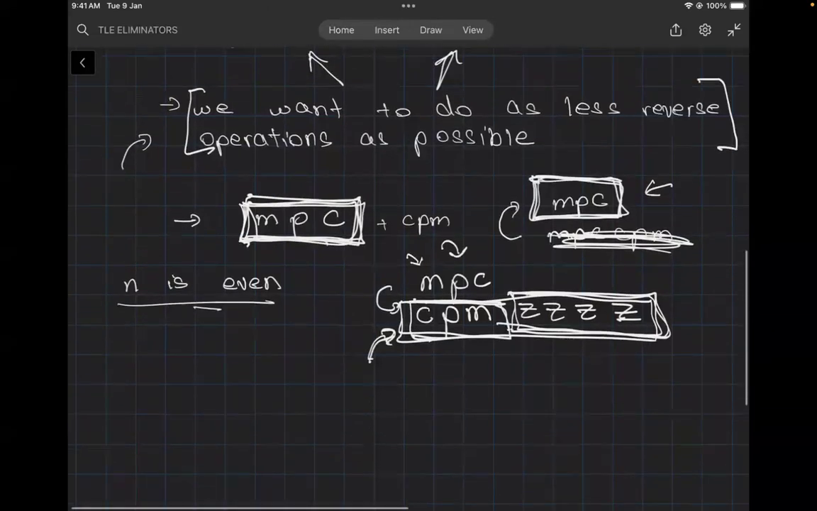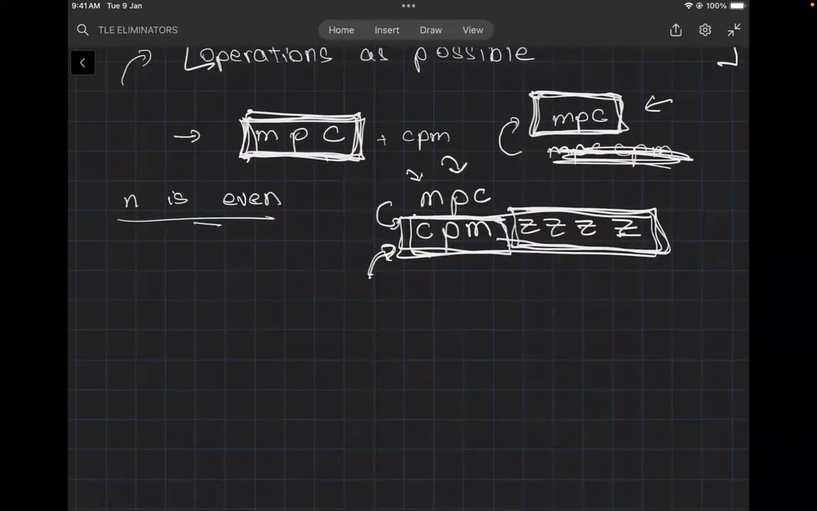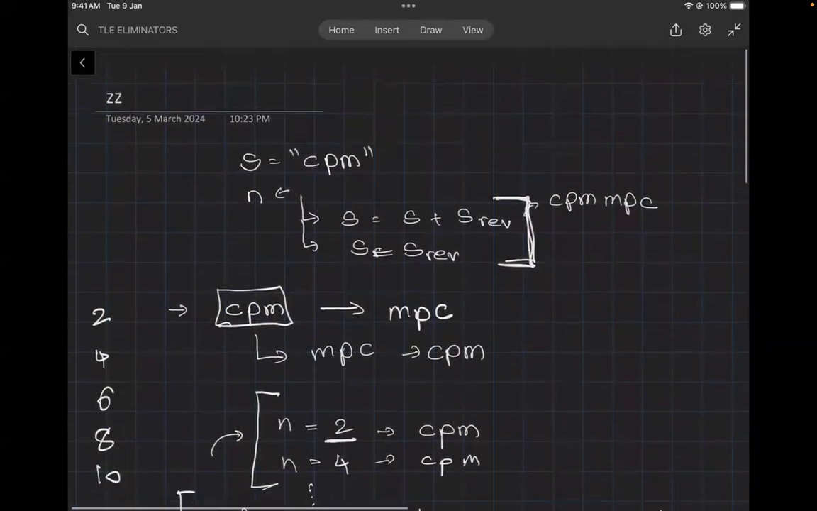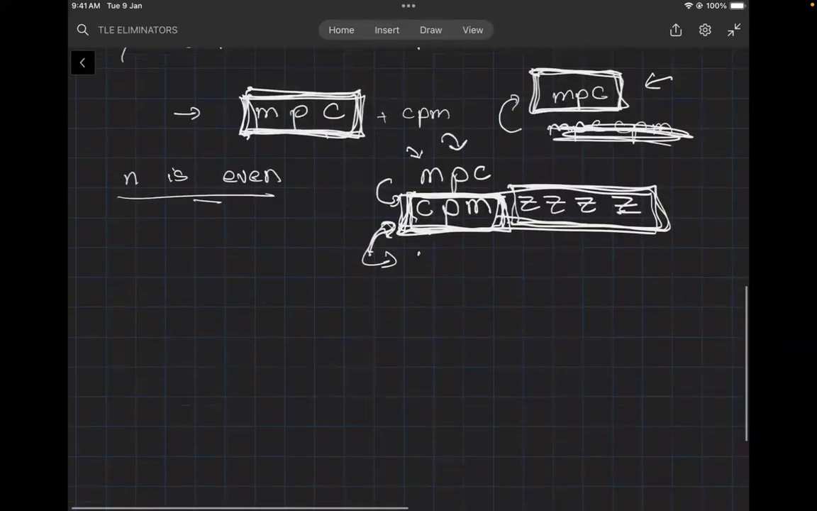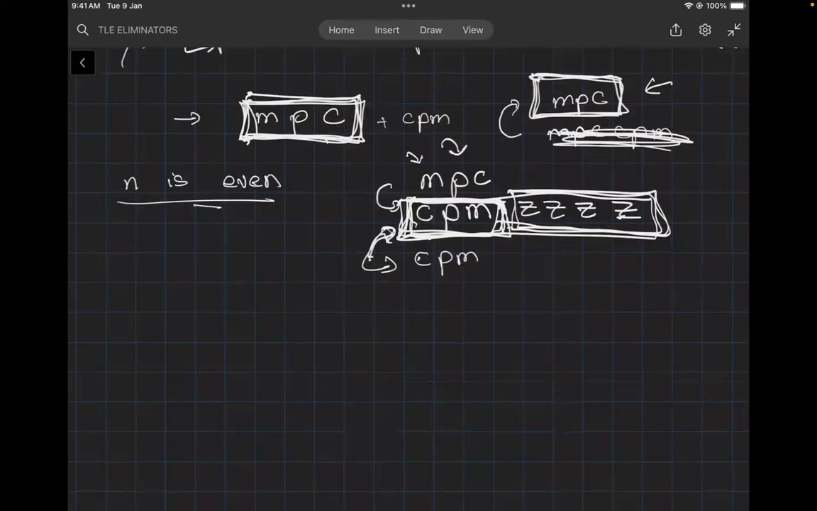If this much is clear, what is our strategy here? I want CPM to persist, basically I want CPM to be my answer, right? But if I reverse one more time, it's going to be MPC. So how can I stop this? I will do the first kind of operation on it, and let's see what happens. So this becomes CPM MPC. This is still smaller than MPC. We agree upon that, right?